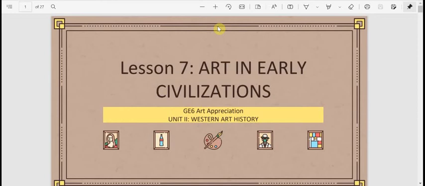Performance art also is an example not just for visual but also pwede din sa auditory art in some cases. It has a combination of both visual art and auditory art. All of the above mentioned forms of art were different in early civilizations.